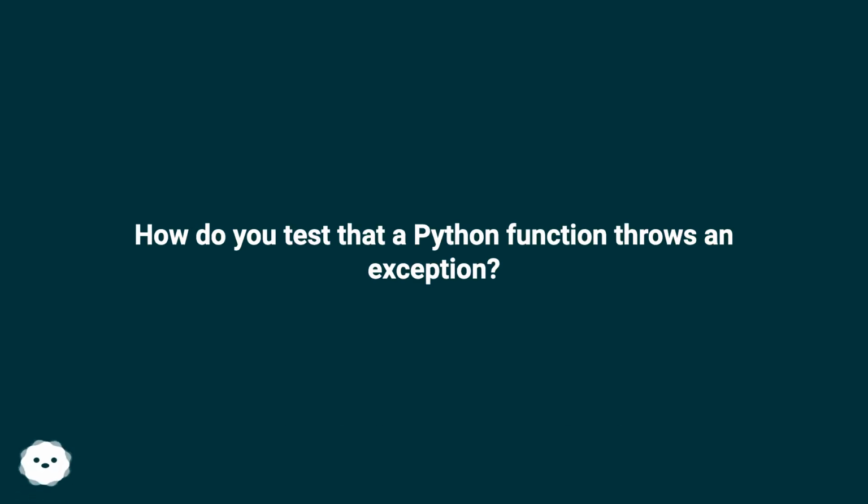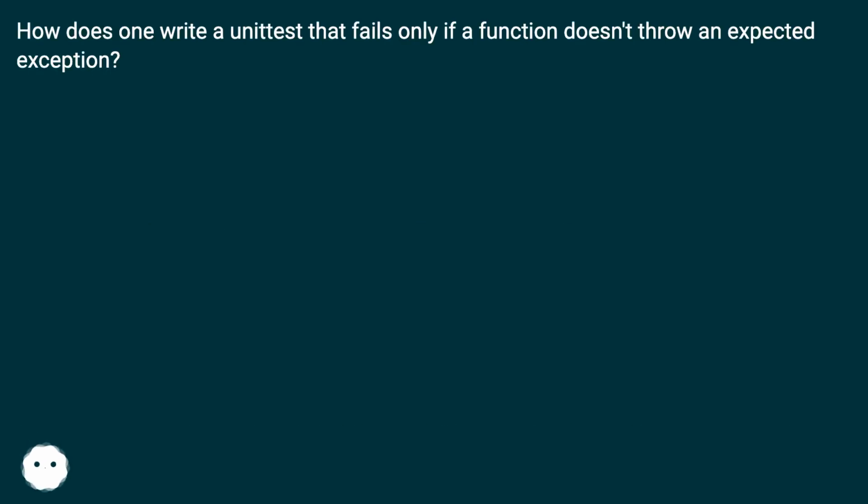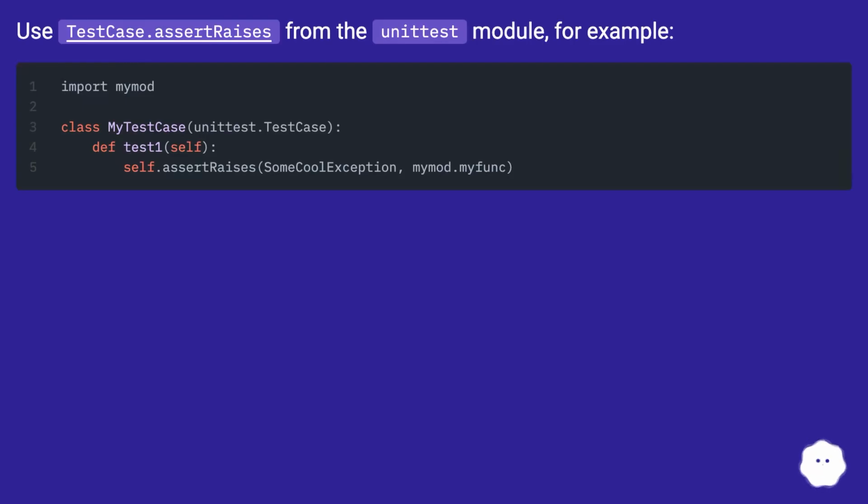How do you test that a Python function throws an exception? How does one write a unittest that fails only if a function doesn't throw an expected exception? Use TestCase.assertRaises from the unittest module, for example.